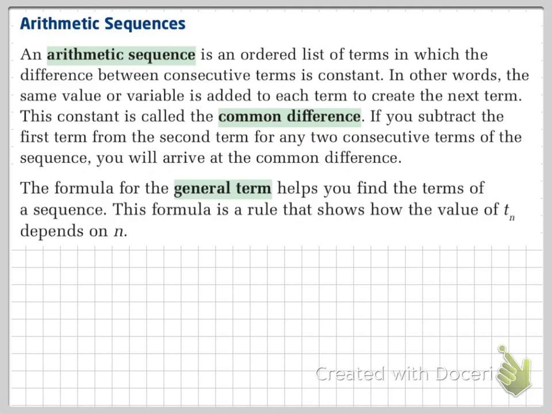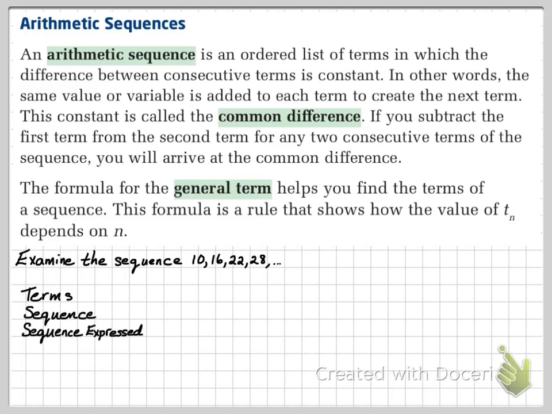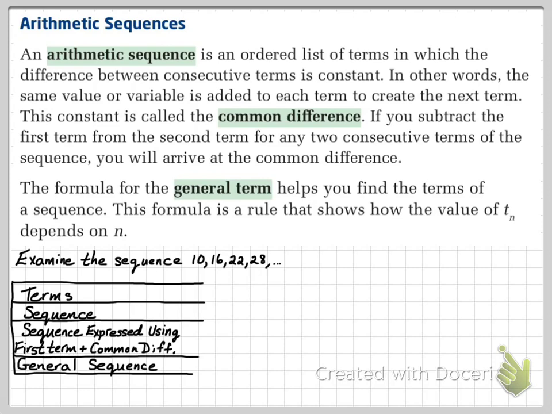The formula for the general term helps you find the terms of a sequence. This formula is a rule that shows how the value of Tn depends upon the value of n. Let's examine the sequence 10, 16, 22, 28, and goes on forever. This would be an infinite sequence. Let's look at the terms of the sequence expressed using the first term and the common difference and the general term. So we're going to make a chart.